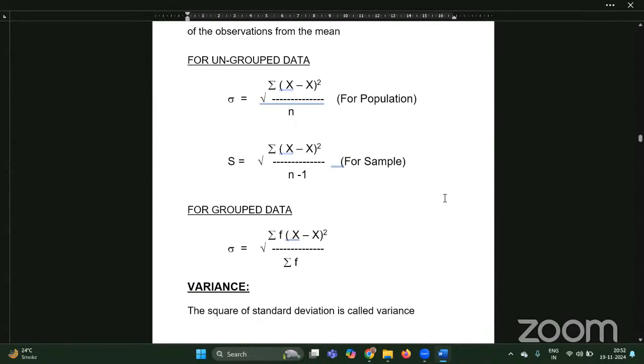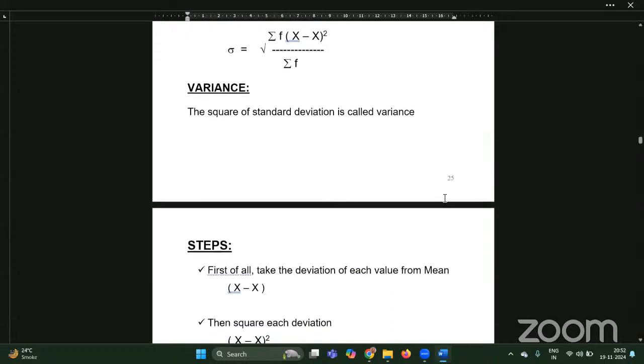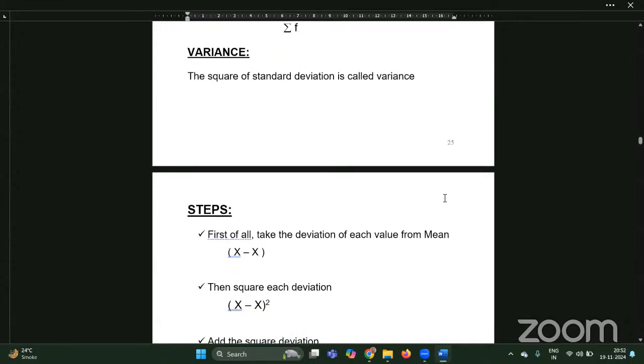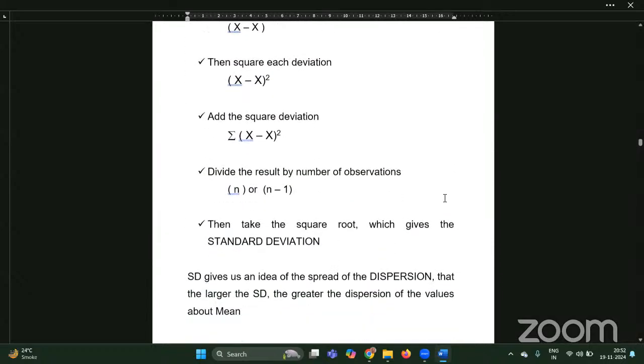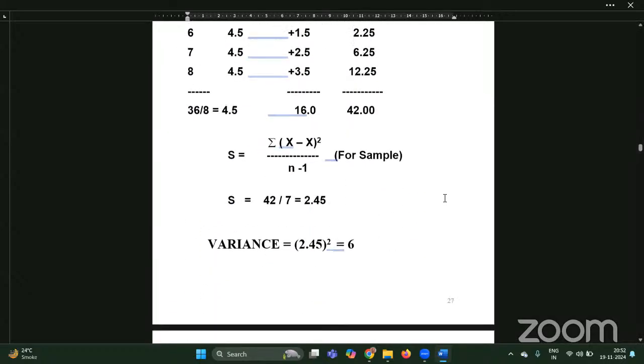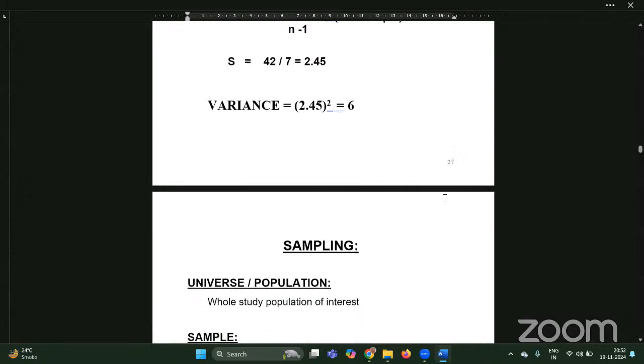Now, this n minus 1 and n. When we have more than 30, we take only n. We use n minus 1 when it's less than 30, because at that time it will make an effect. If data is 100 or 200, it doesn't make any difference. If you take the root, you get the standard deviation, but if you don't take the root, it's the variance. So the square of the standard deviation is the variance. This is the method of standard deviation which we have already seen.